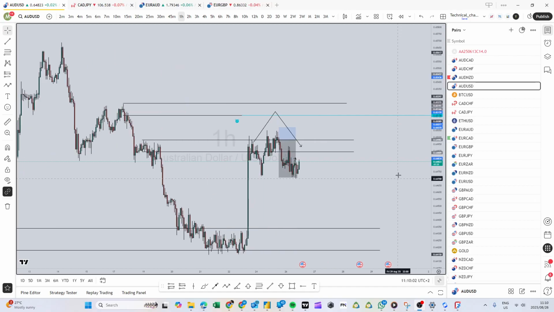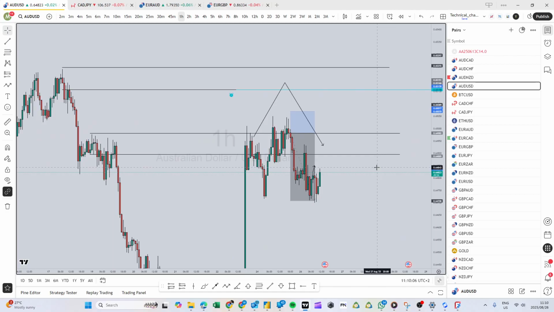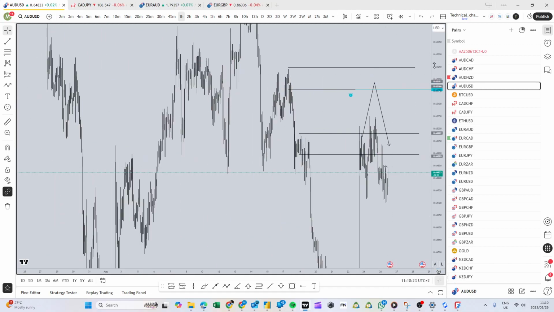So we're back again, and I've just had this trade on AUDUSD. This trade happened about yesterday afternoon. I wanted to record it yesterday, but I didn't have the time. So I'm just gonna go through the breakdown of this trade.